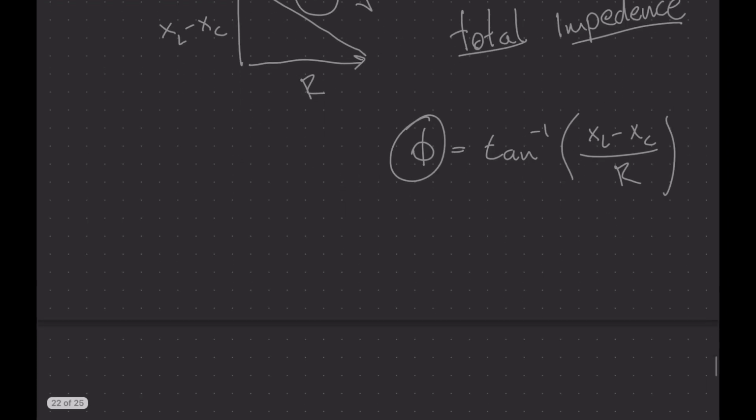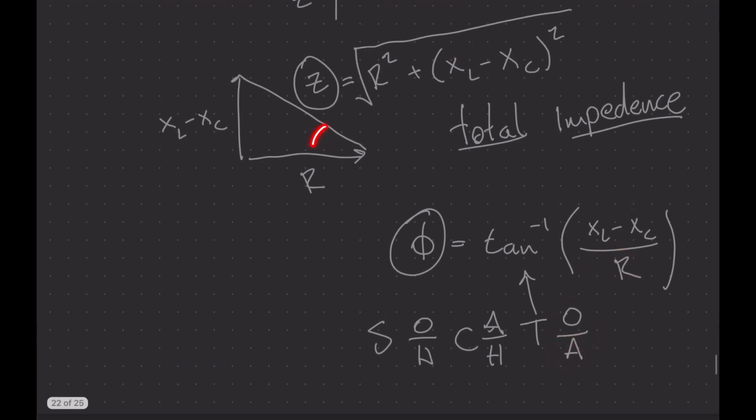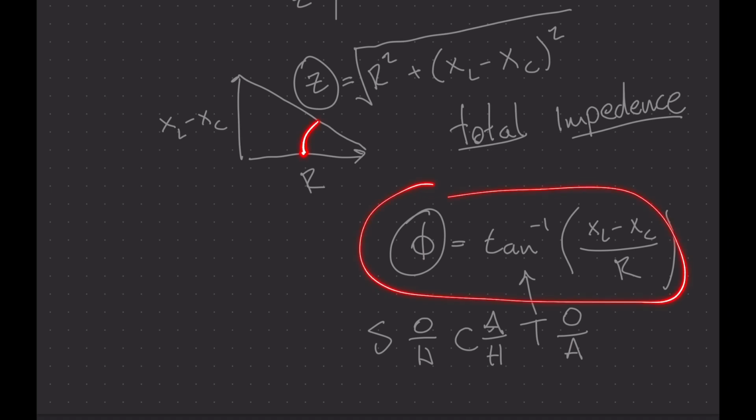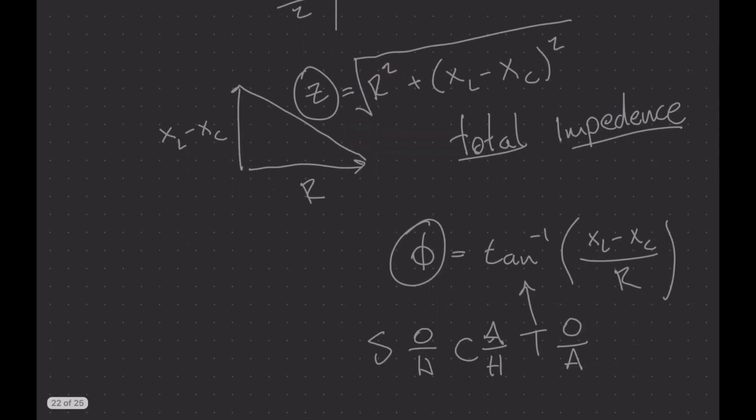If you remember SOHCAHTOA, which is in that vector video, make sure to take a look at that if you need some help with vectors. This here is tangent, meaning this thing over here is the opposite side, and this thing over here is the adjacent side. So if we have an angle over here, this side is the adjacent side, and this side is the opposite side. So this equation is a way of getting the angle between this vector here, this R, and the addition of these two vectors. It's the phase angle. It's basically the angle of the total impedance here.